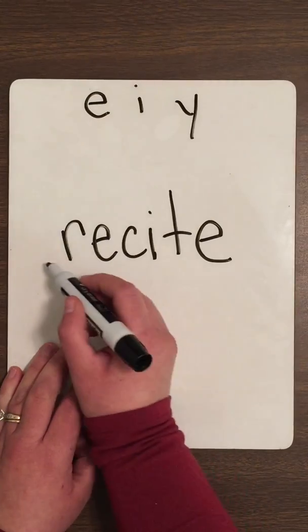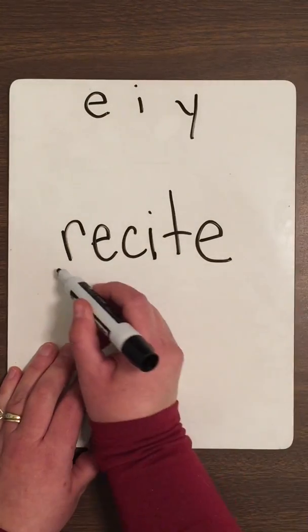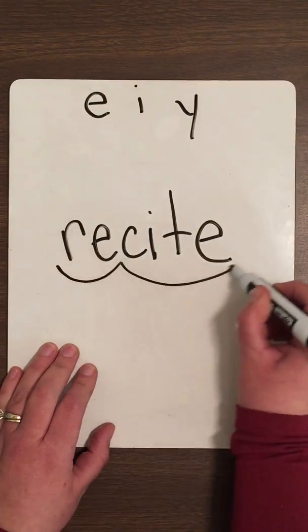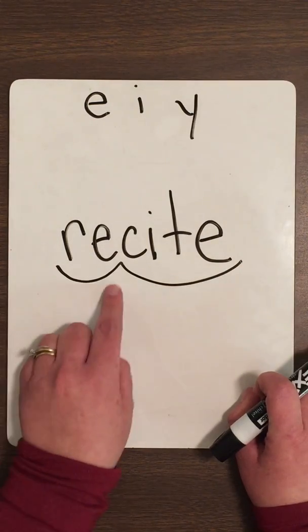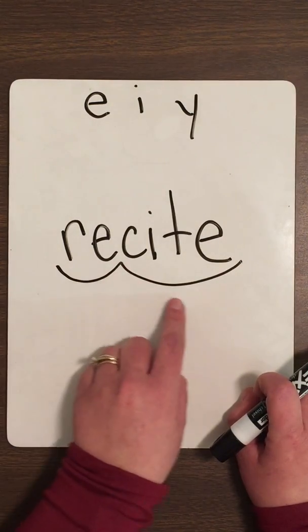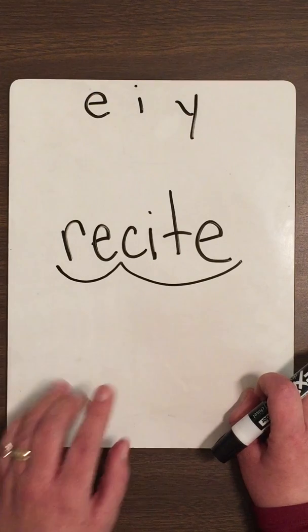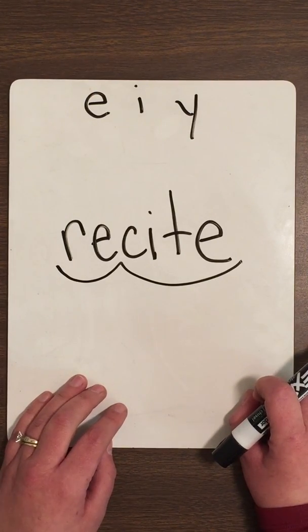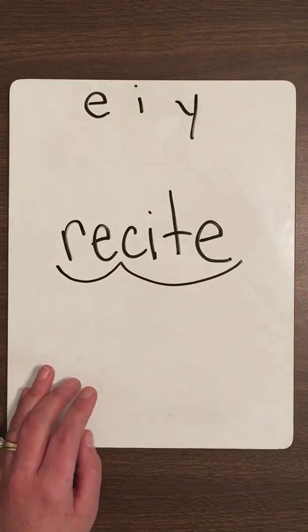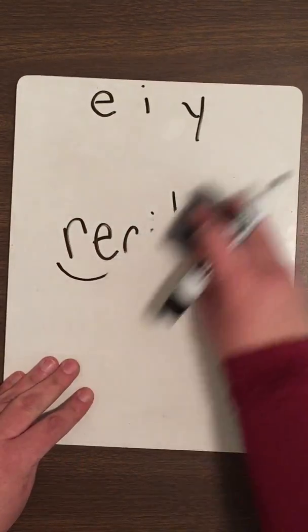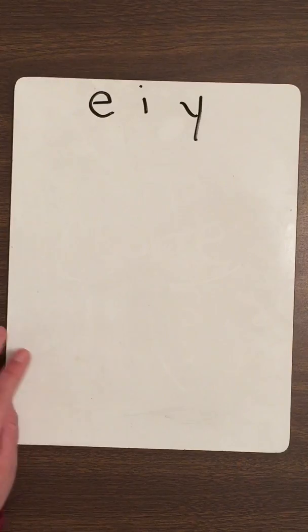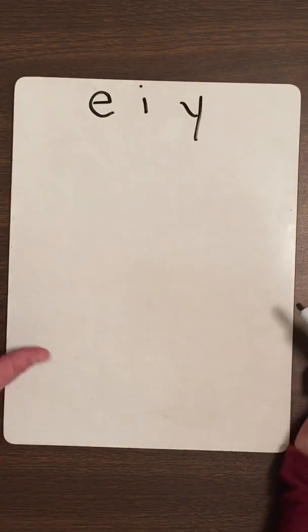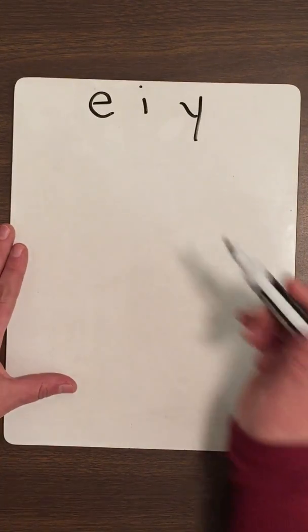So let's try open. Remember, we want to be flexible. And what do we have? Recite. Recite. My mom asked me if I could recite my times tables. Awesome. So I'm going to leave the E, I, and Y up there. And don't forget that we're looking at C's and we're looking at G's. So let's do some practice. Here we go.